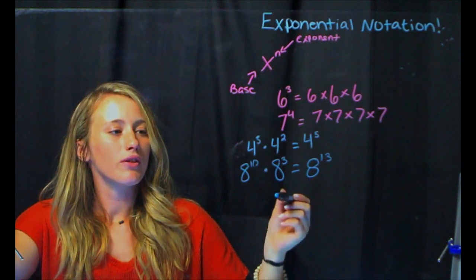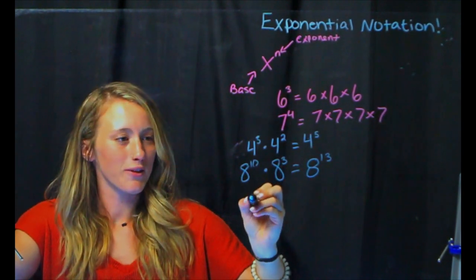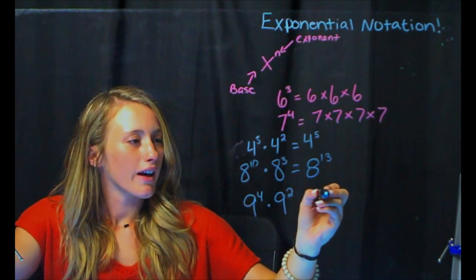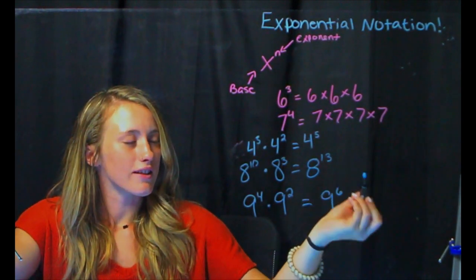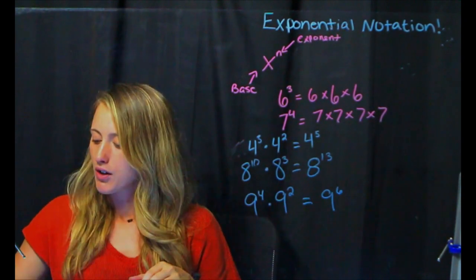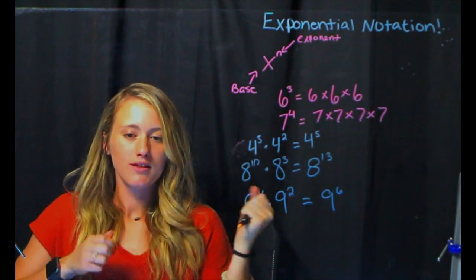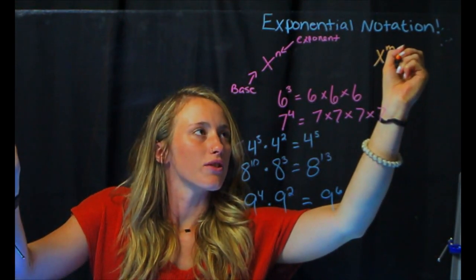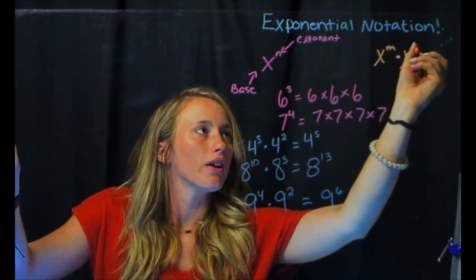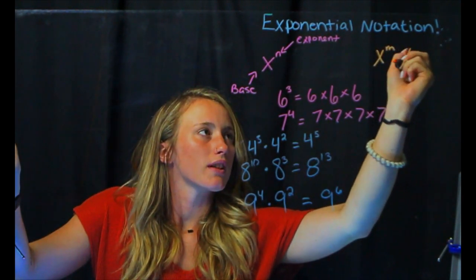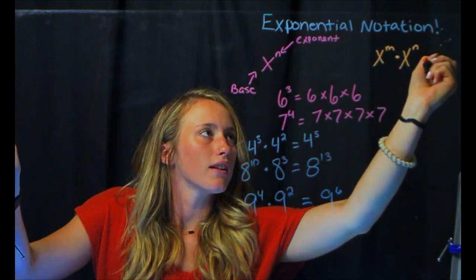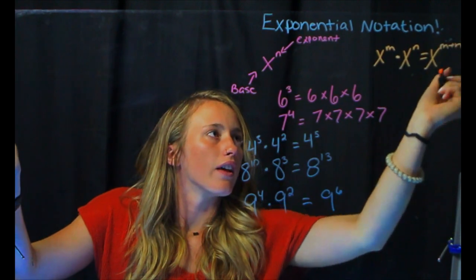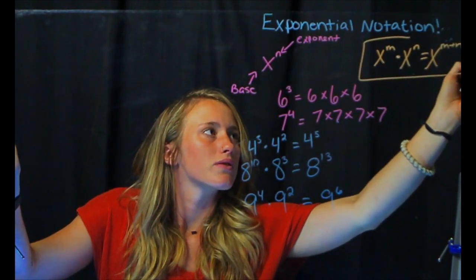So what I want you to do is tell me the answer to the problem I'm about to write. If you guessed 9 to the 6th power, you already got it. So in our law of exponents, we add these two numbers when we multiply. So x to the m, we're using variables again, times x to the n is going to equal x to the m plus n. This is the formula we use.